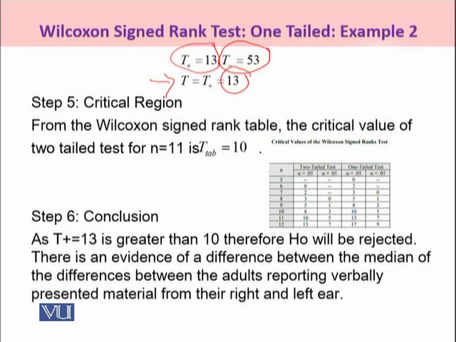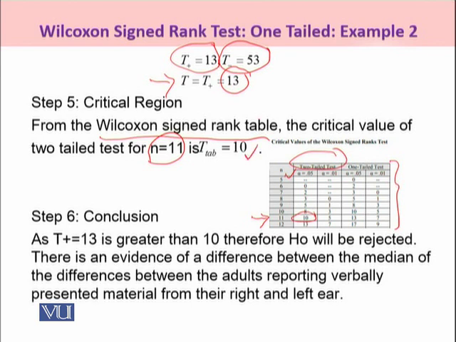Now the next step is to calculate the rejection region. So we will make use of the Wilcoxon Signed Rank Table. Students, I have displayed a portion of the table here. Because this was a two-tailed test and we reduced n by 1, because one of the differences was equal to 0, if you look up n equal to 11 in the Wilcoxon Signed Rank Table under the two-tailed test for alpha 0.05, the value is 10. So T tabulated is equal to 10.